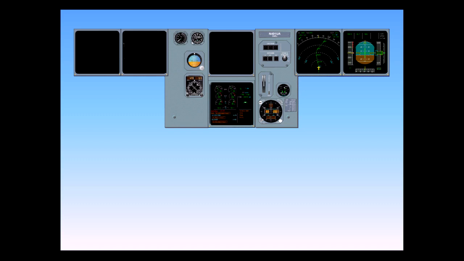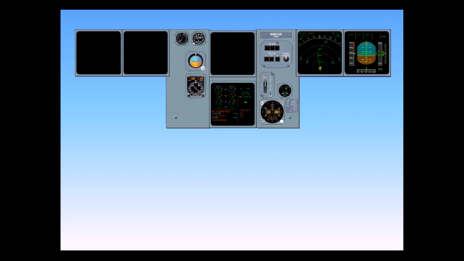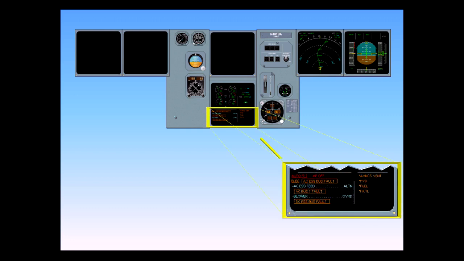The most noticeable consequence is that the captain's PFD, ND, and the engine warning display go blank. Since the captain has no instruments, he should give the aircraft to the first officer and perform the ECAM himself. The EWD and the ECAM checklists are now displayed on the lower ECAM.